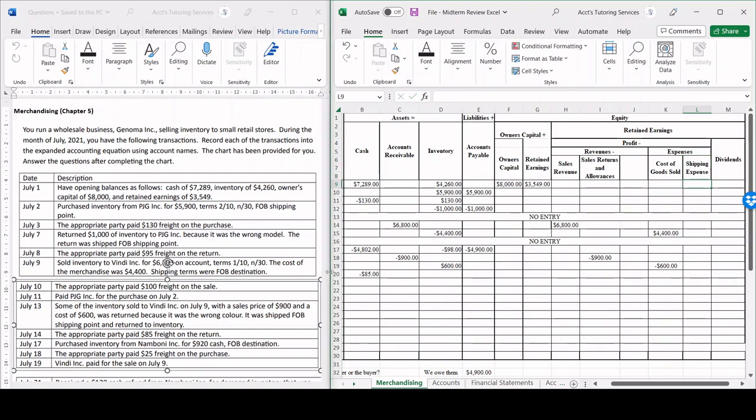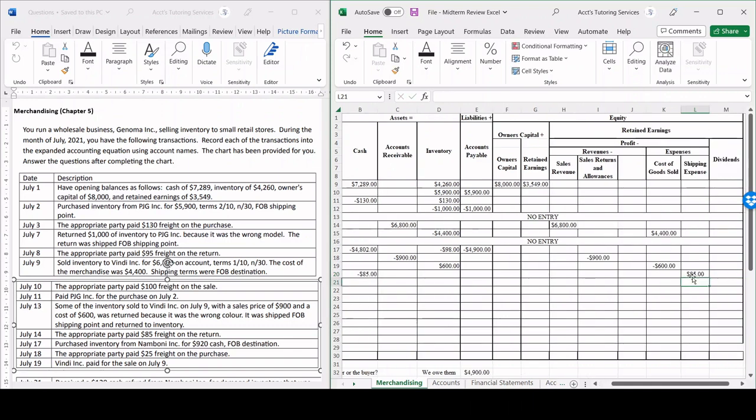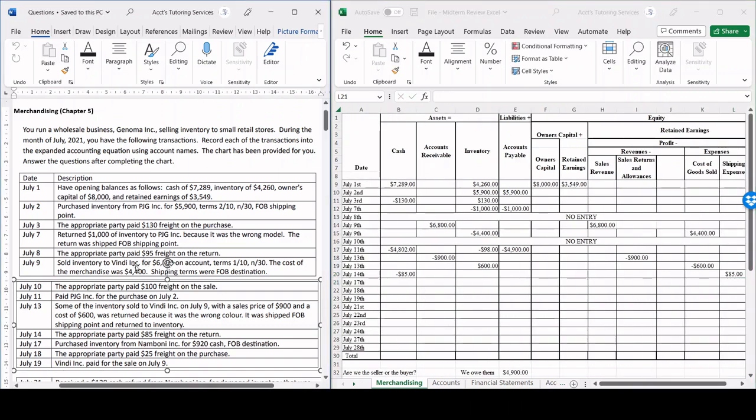And we're going to increase that account by $85 as well. Next, purchase inventory from this company for $920 cash. Okay, now this isn't on account or there's no credit terms given. It's strictly cash. So July 17th, we're going to decrease cash by $920. And we're going to increase inventory by $920.